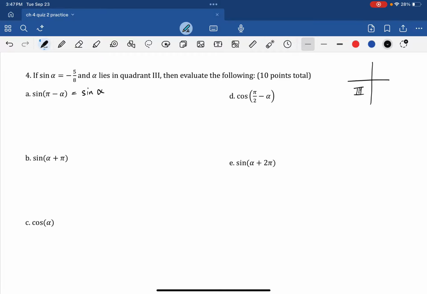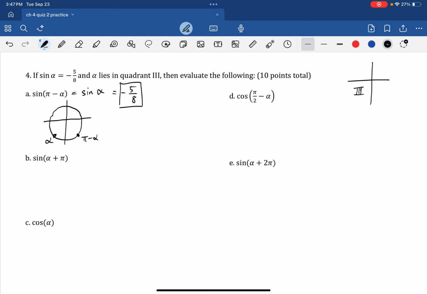The reason is because pi minus alpha is just a reflection across the y-axis. So if alpha is here, then here is pi minus alpha. It's something you can check for yourself. So because sine of pi minus alpha is equal to sine of alpha, this is negative 5/8.